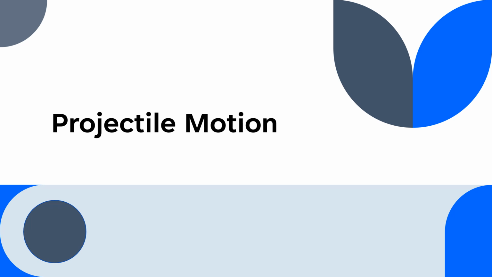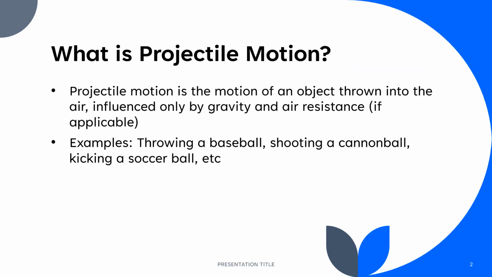Today we're going to be talking about projectile motion. What is projectile motion? Projectile motion is the motion of an object thrown into the air, influenced only by gravity and air resistance, if it were applicable. Examples: throwing a baseball, shooting a cannonball, or kicking a soccer ball, or any other examples you can think of.